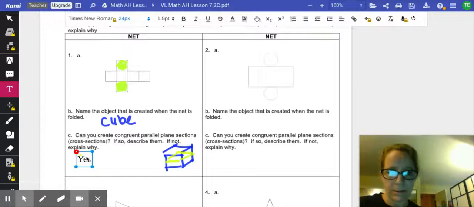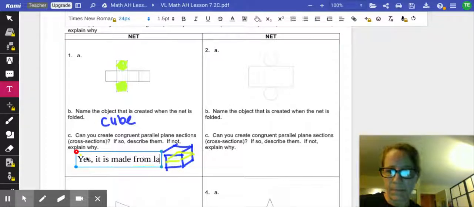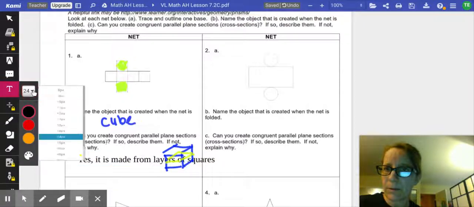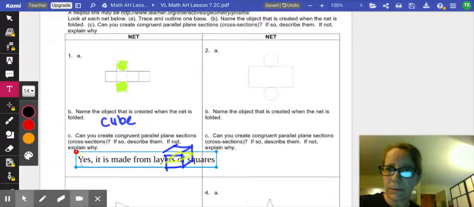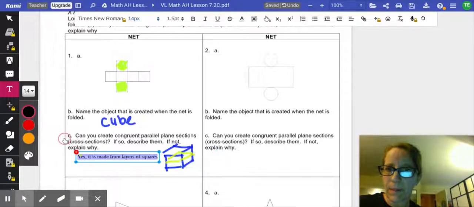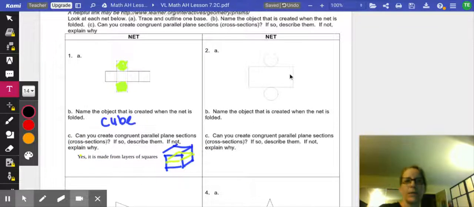Yes, it is made from layers of squares. My typing font is huge. I don't know why. Let's see. Oh yeah, I don't need it 14. Let's try. There we go. Okay, next one.